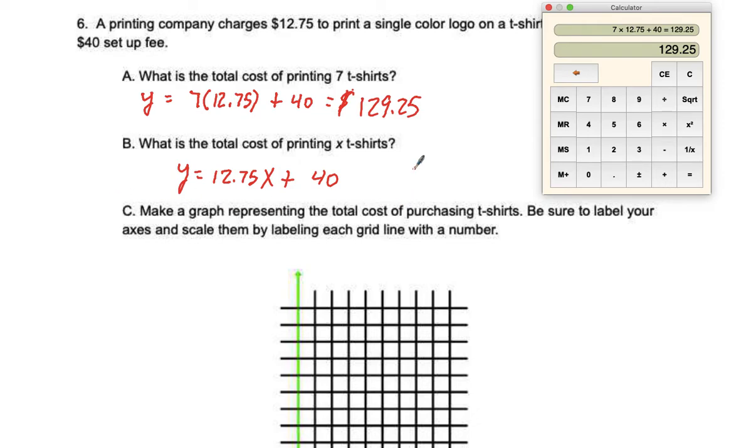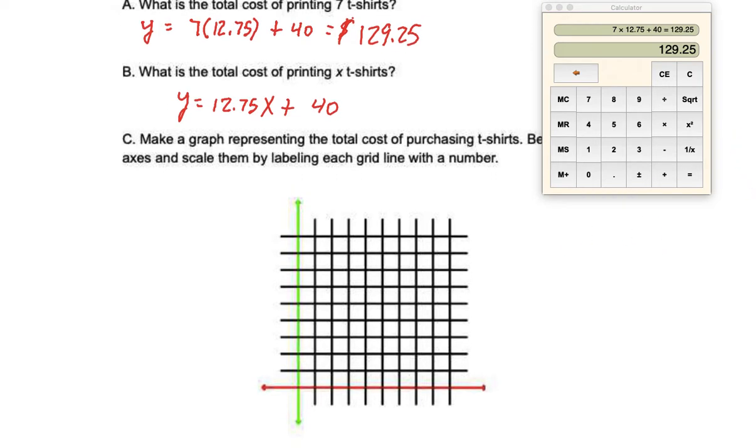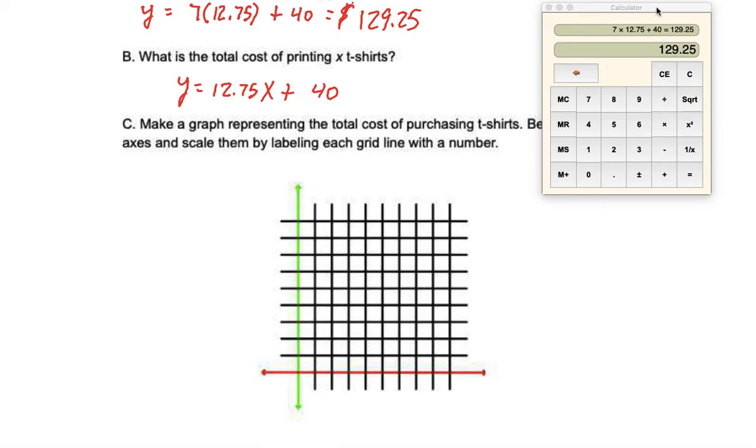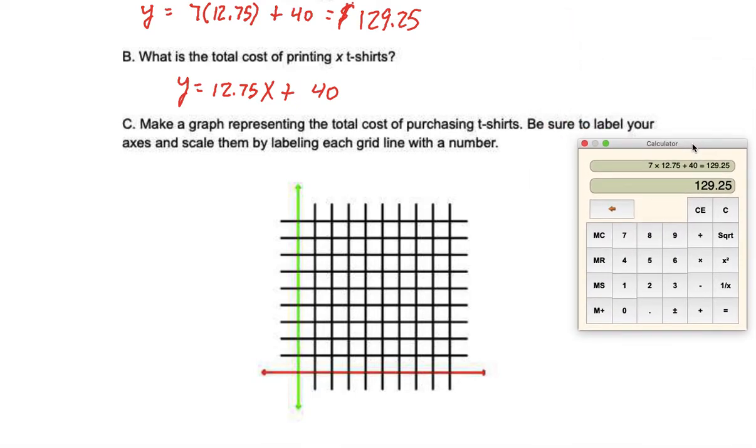Now it says make a graph. And you'll be given a graph, a blank graph just like the one below, and you'll have to label it, number it, and put the line on it that represents your equation. Okay, so don't panic. It'll be okay. We already know that this needs to be t-shirts. So we can label that t-shirts.